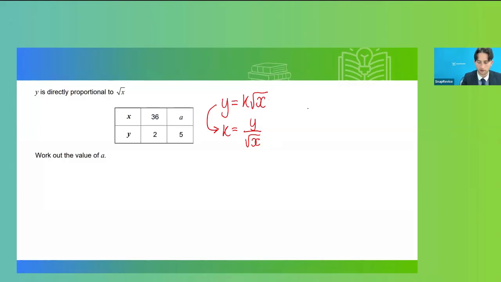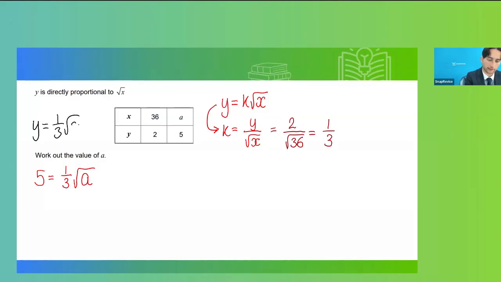I plug my pair of values in. When x is 36, y is 2, k comes out as a third. So the actual formula is y equals a third root x. That's actually the graph. That's actually the function we're dealing with. And now we want to see, well, when y is 5, x is this unknown thing we're calling a, and we can rearrange and find out what a is.